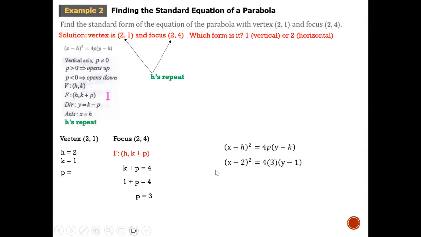So all we do is plug it in. My H is 2, my K is 1, and my P is 3. So it's going to give us (X minus 2) squared equals 12(Y minus 1). That's the solution we're looking for, the equation of the parabola.